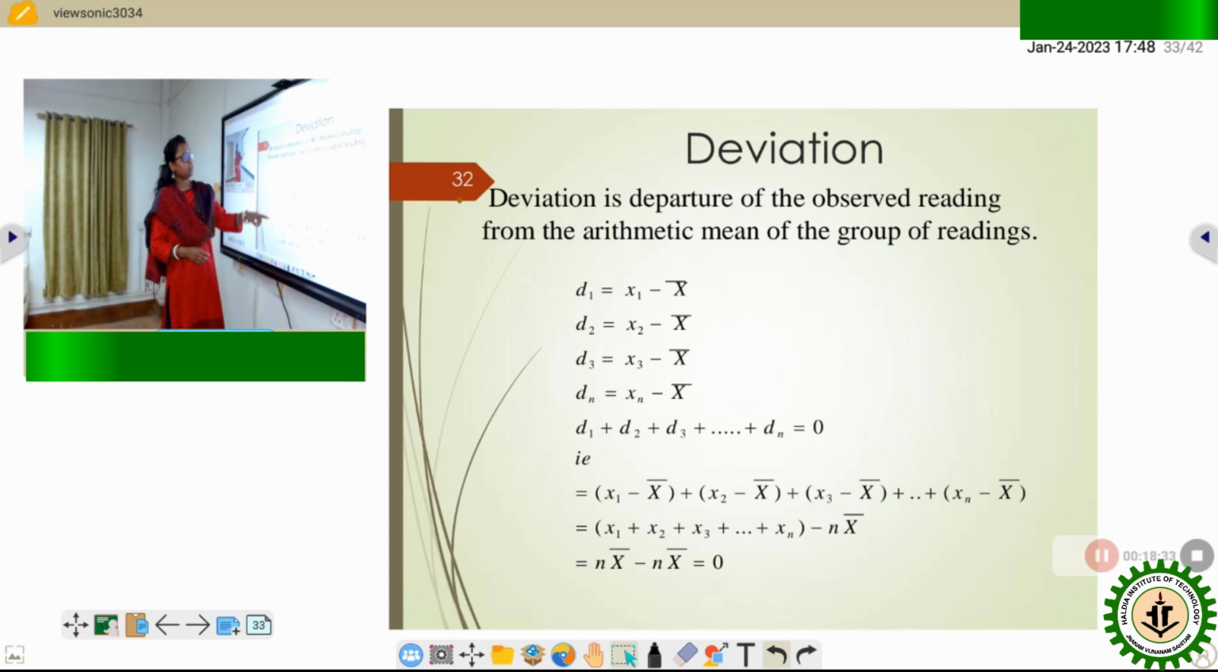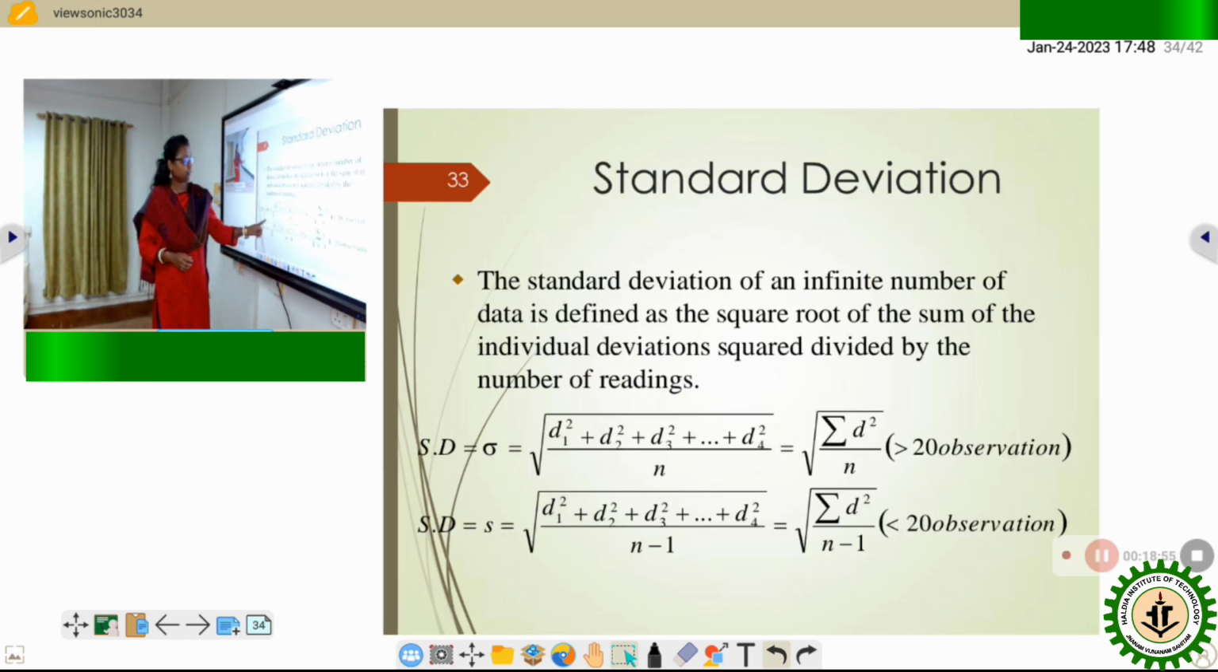Deviation is the departure of the observed reading from the arithmetic mean of the group of readings. So if there are n readings, we have some deviations from the mean. We calculate d1, d2, d3, up to dn. These will be the deviations of the instrument readings. Then there is the formula for the standard deviation, so we also have to calculate the different types of standard deviations of the data.